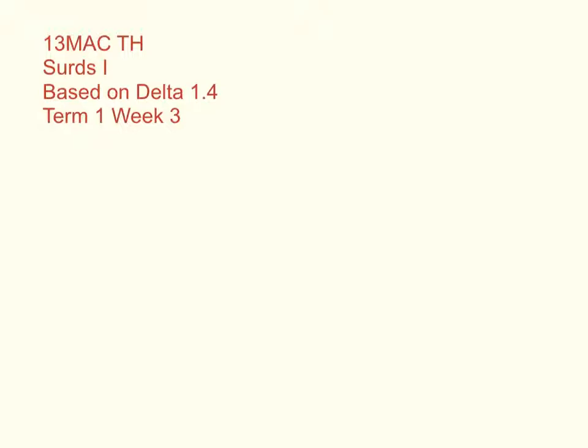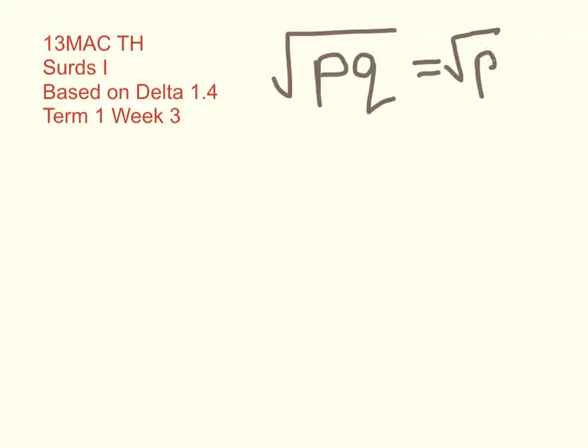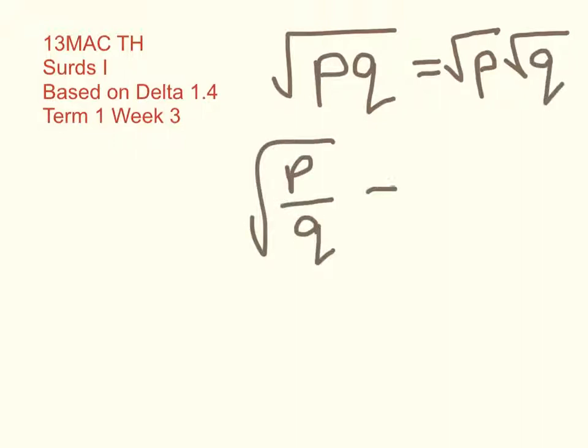So there are two rules we're going to be using. The first one is that the square root of PQ is equal to the square root of P times the square root of Q. The second rule is that the square root of the quotient P over Q is equal to the square root of P over the square root of Q.